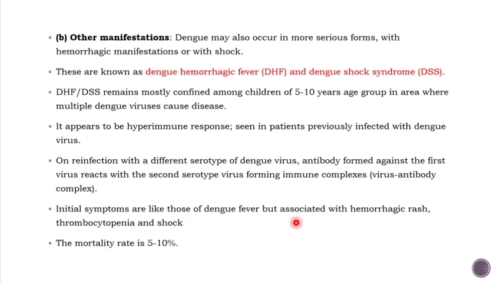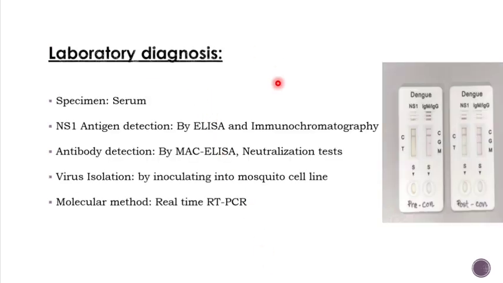Next we will move on to laboratory diagnosis of dengue infection. To diagnose dengue infection, mainly a serum sample can be collected because it is a blood-borne virus, right? The most commonly done test to diagnose dengue virus infection is the dengue NS1 antigen test. It is basically a rapid card test. Within 20 to 30 minutes we will get the result. It is based on the principle of ELISA or immunochromatography.